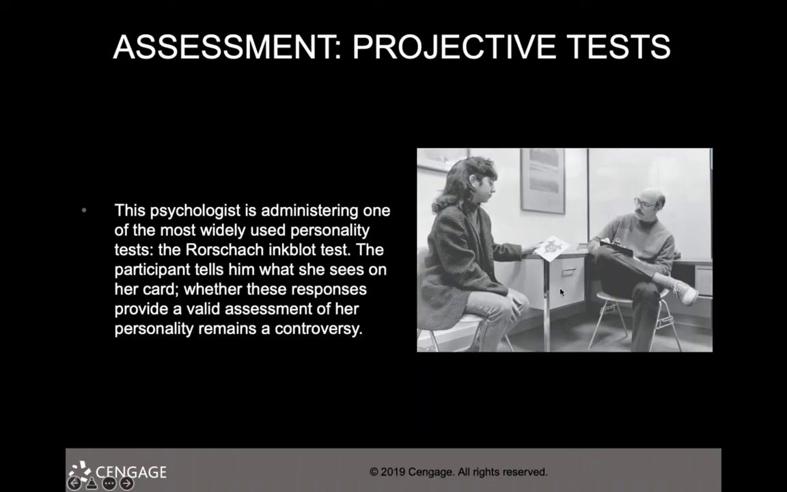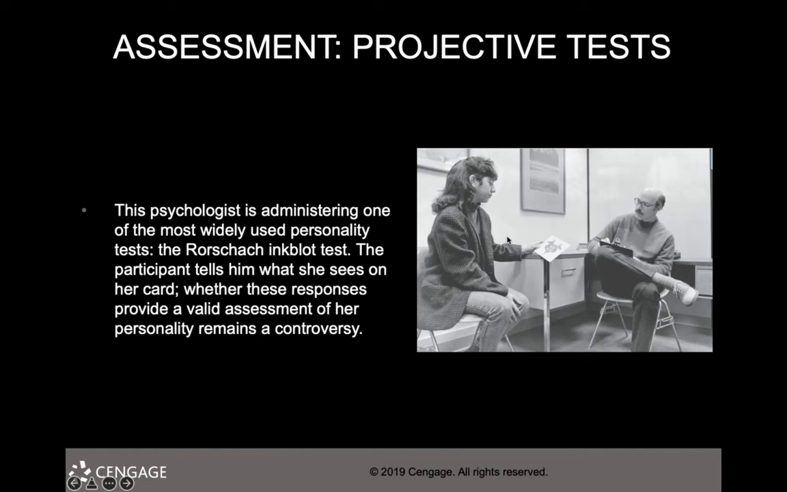So you see, this is a Rorschach ink blot test. The psychologist is administering one of the most widely used personality tests. The participant tells him what she sees on her card, whether these responses provide a valid assessment. So let's say she comes in with a depressive mood. She can say, oh, I see that this is a tunnel and there's someone hiding inside the tunnel, right? And so her responses help the psychologist to gauge her internal frame of mind.